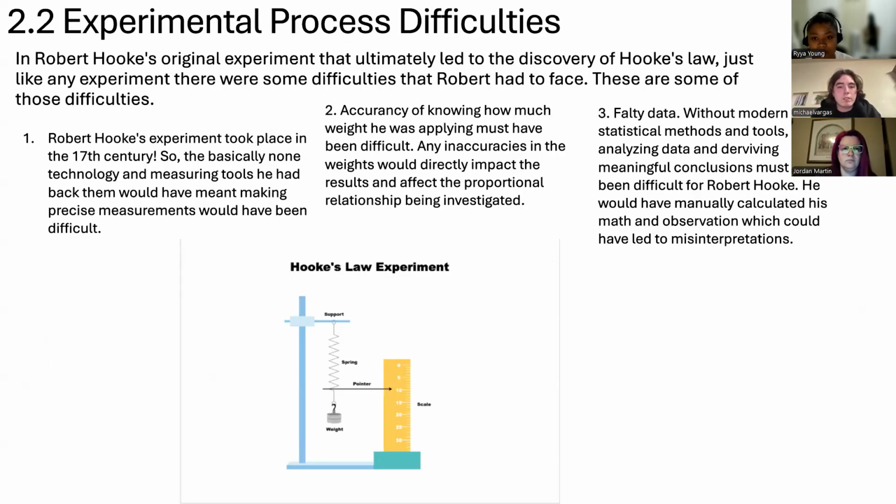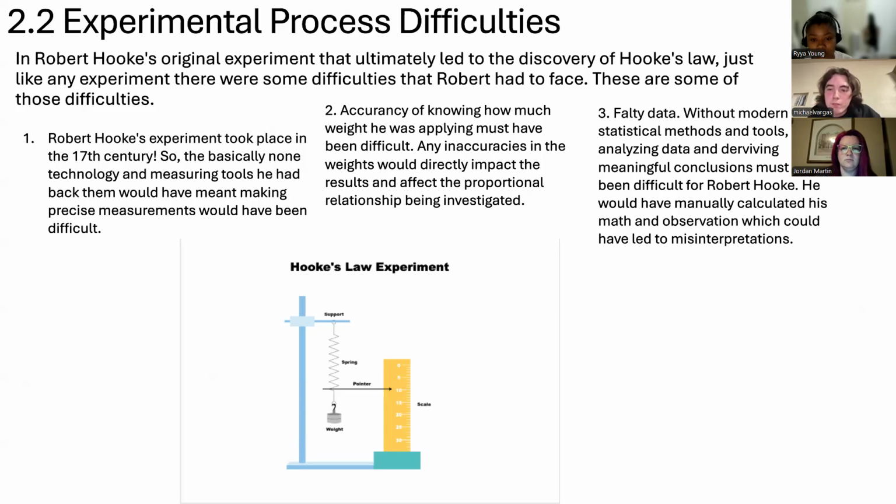2.2, experimental process, difficulties. In Robert Hooke's original experiment that ultimately led to the discovery of Hooke's law, just like any experiment, there would be some difficulties that Robert had to face, and these are some of those. Number one, Robert Hooke's experiment took place in the 17th century. So basically, the technology and measuring tools he had back then would have meant making precise measurements would have been difficult for him. Accuracy of knowing how much weight he was applying must have been difficult. Any inaccuracies in the weights would directly impact the results and affect the proportional relationship being investigated.